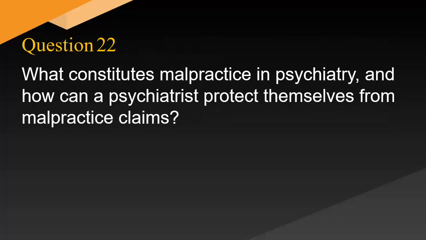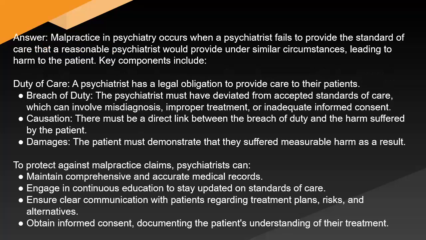What constitutes malpractice in psychiatry, and how can a psychiatrist protect themselves from malpractice claims? Answer: Malpractice in psychiatry occurs when a psychiatrist fails to provide the standard of care that a reasonable psychiatrist would provide under similar circumstances, leading to harm to the patient. Key components include duty of care. A psychiatrist has a legal obligation to provide care to their patients. Breach of duty. The psychiatrist must have deviated from accepted standards of care, which can involve misdiagnosis, improper treatment, or inadequate informed consent. Causation. There must be a direct link between the breach of duty and the harm suffered by the patient. Damages. The patient must demonstrate that they suffered measurable harm as a result.